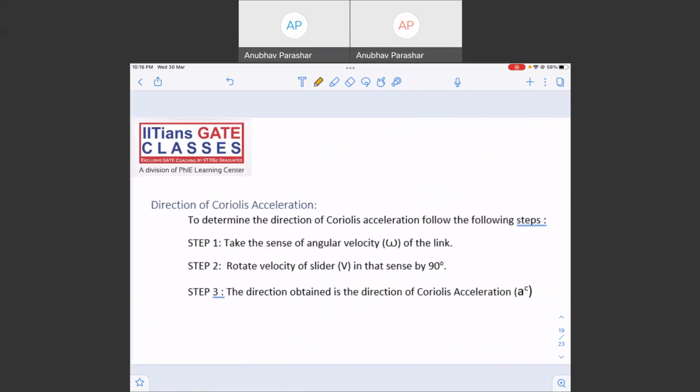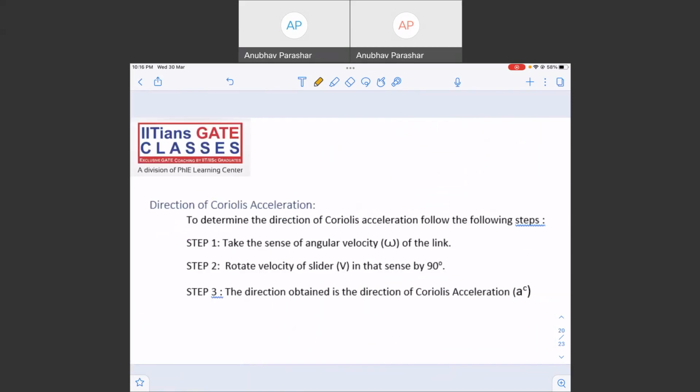Now there is a third kind of acceleration, which is known as Coriolis acceleration. We'll try to find out what exactly Coriolis acceleration is.